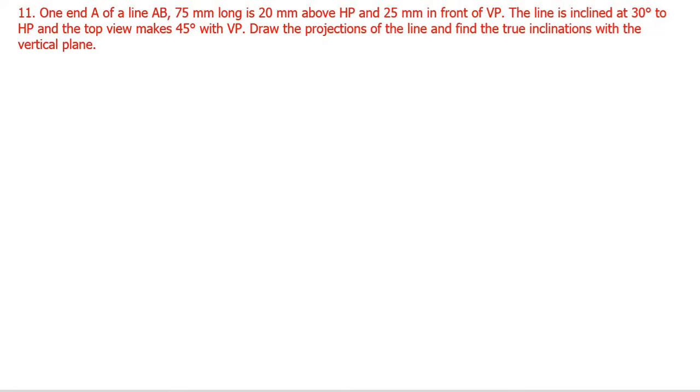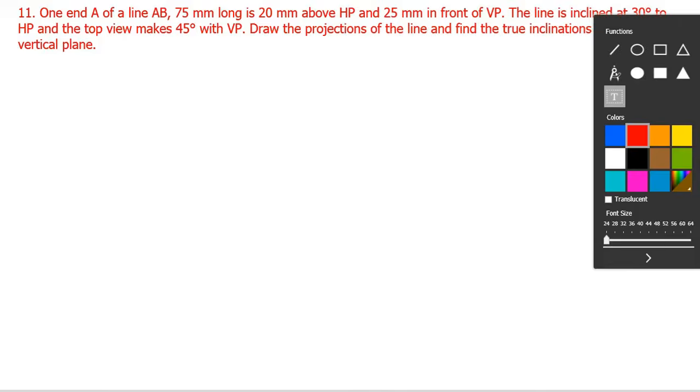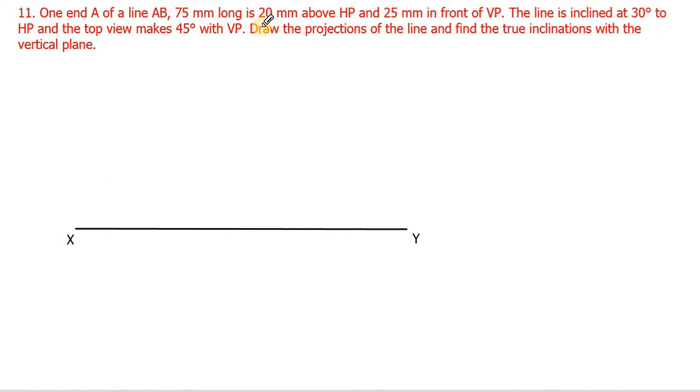So we have to draw the projections and find the true inclination with the vertical plane, which means we have to calculate the phi value. So let us start the problem. First, draw the XY line. Then it is given that the point A is 20 mm above HP, so we can mark a point 20 mm above XY.